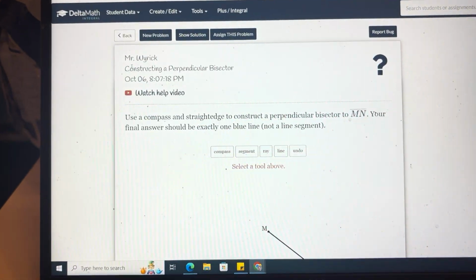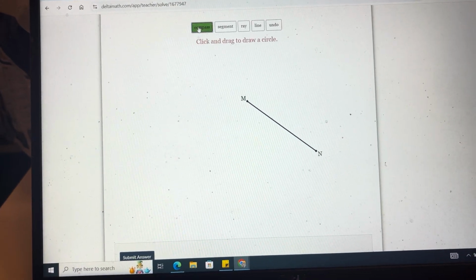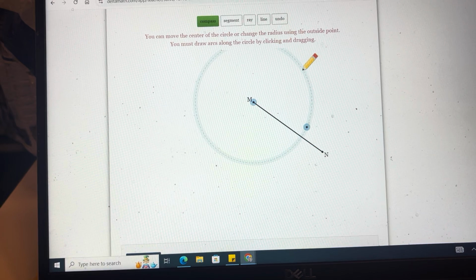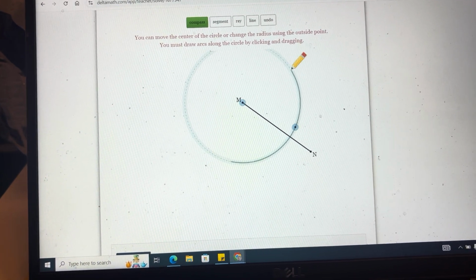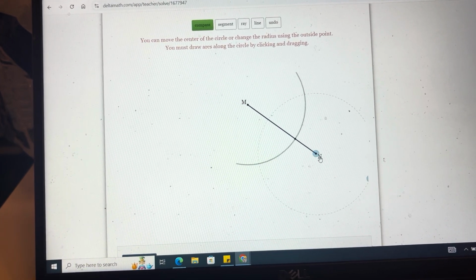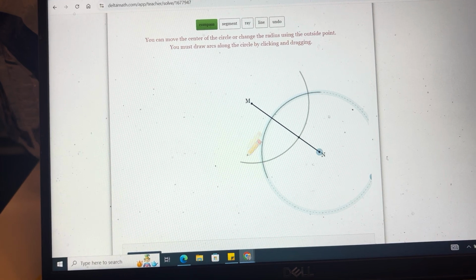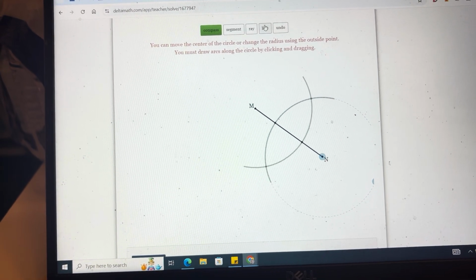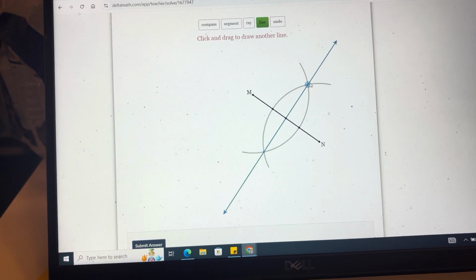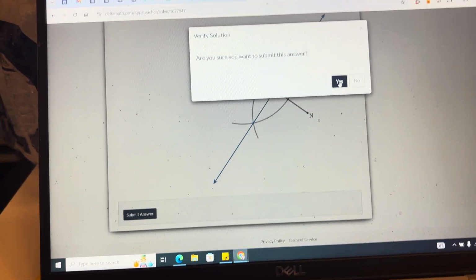Okay, so on constructing a perpendicular bisector, we're going to start with the compass. We drag out somewhere past halfway. We mark that arc in. We don't resize. We just put this on the other endpoint, and then I'm going to make that same arc, and I'm going to put a line that connects my intersection to my intersection. Once I have that done, it's all good.